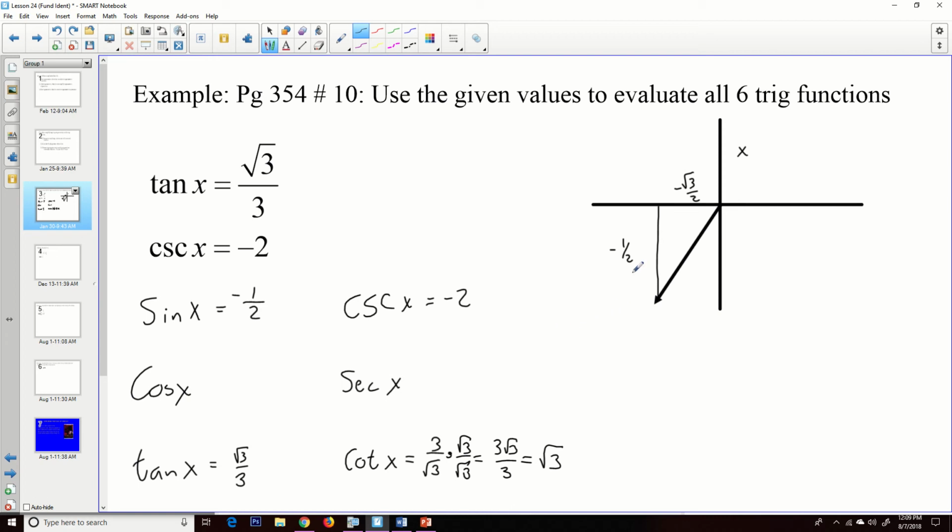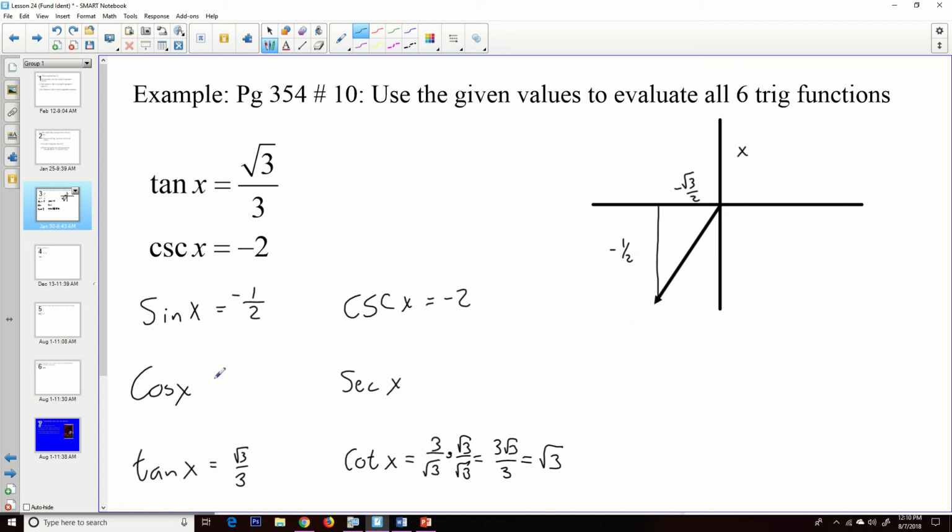So if that's true on the unit circle, we got a negative half. We would have to have negative square root of 3 over 2 for that to work. And then the tangent would be a half over square root of 3 over 2, which would give us square root of 3 over 3, and it would be positive.